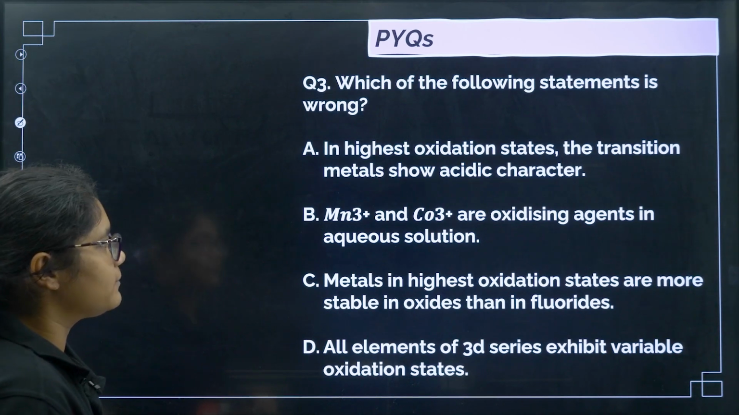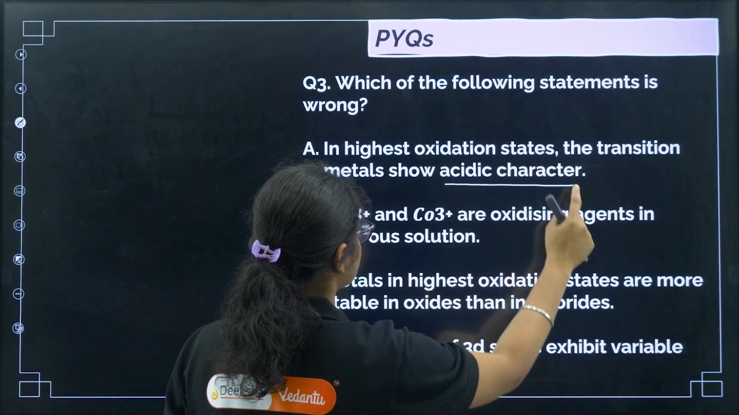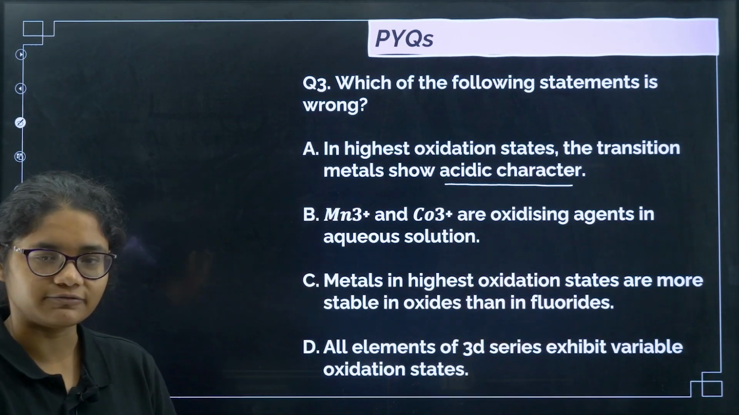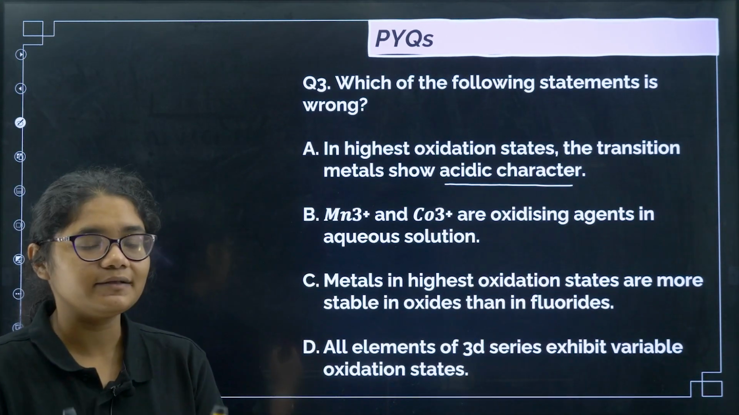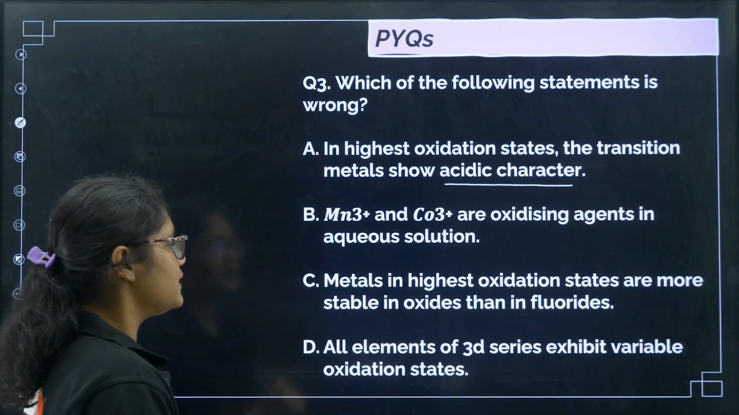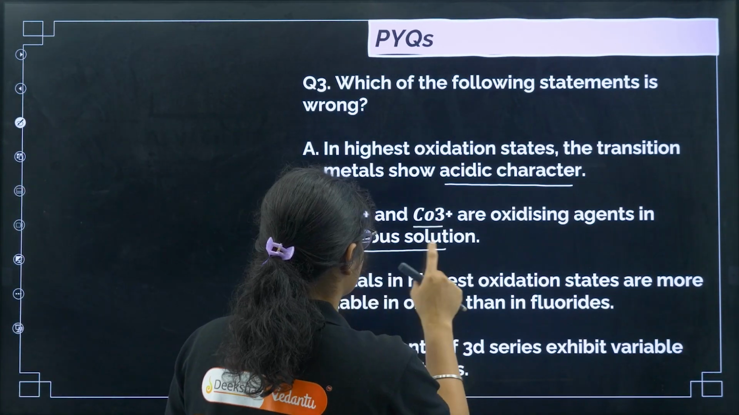Which of the following statements is wrong? In the highest oxidation state, the transition metals show acidic character. Today we discussed in the first part of the lecture, when the metal is in highest oxidation state, it has an acidic character. Next, Mn+3 and Co+3 are oxidizing agents in the aqueous solution.